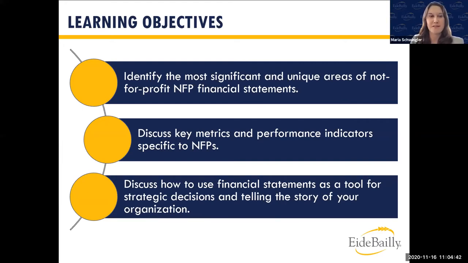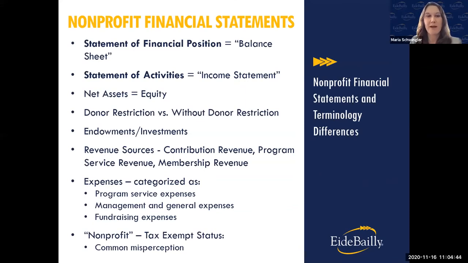So we wanted to start out by talking through some of those unique terminology items that you'll see within nonprofit financial statements. The first being to clarify that the balance sheet and income statement of a nonprofit organization are referred to as a statement of financial position and a statement of activities. The statement of financial position is presenting information as of a point in time, as of year end, as of month end, and your statement of activities encompasses activities of the organization over a period of time. So for the year ended or for the month end.